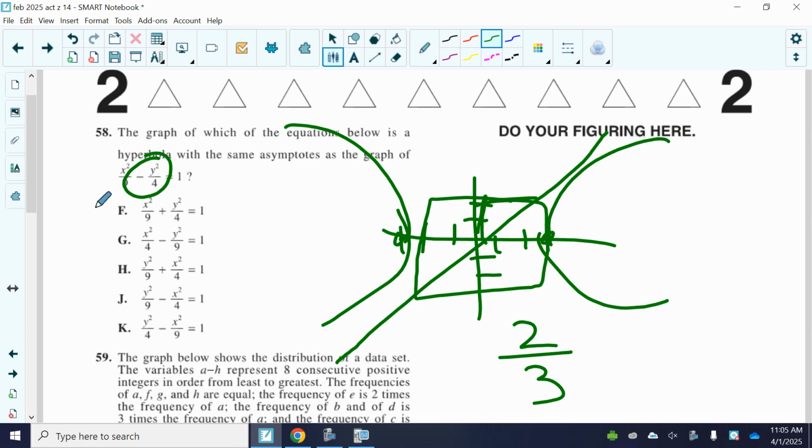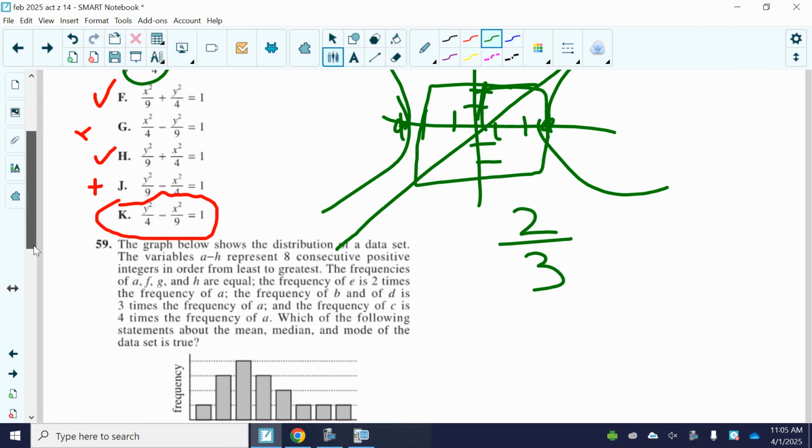So let's look at our choices. Is F right? No. F is an ellipse. It's got a plus. Is H right? No. Now it's between these 3, and one of them has a y over x of 2 over 3, and that's here. You see here, the y's are 3 to 2 ratio. So when you drew your box, you would do it a 3 to 2.